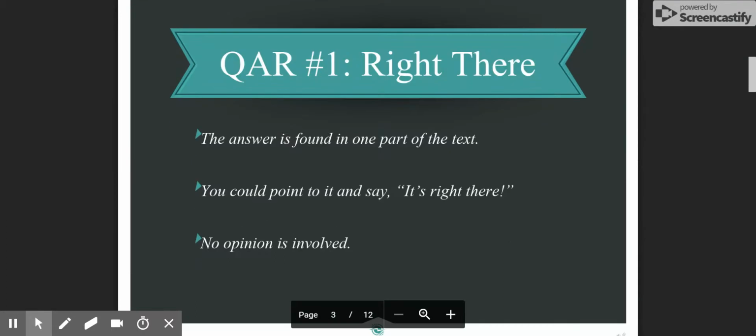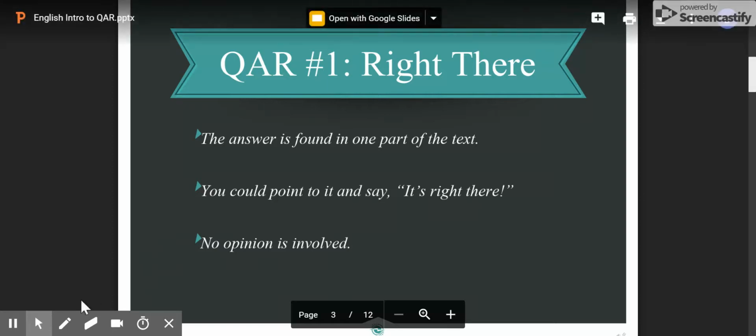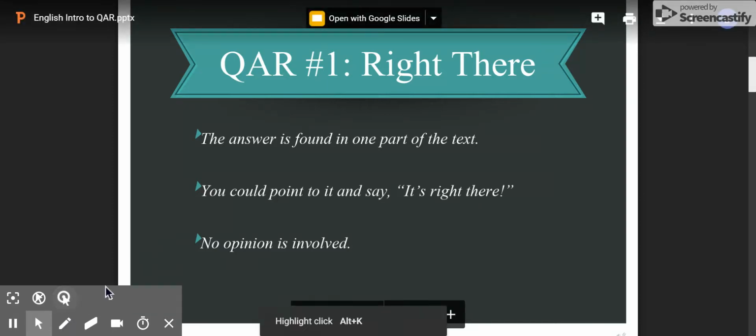We're going to start with the first type of QAR question, which is a right there question. The answer is found in one part of the text. You could point to it and say, it's right there, and there's no opinion involved. I like to call these ones easier texts. They're easier to find.